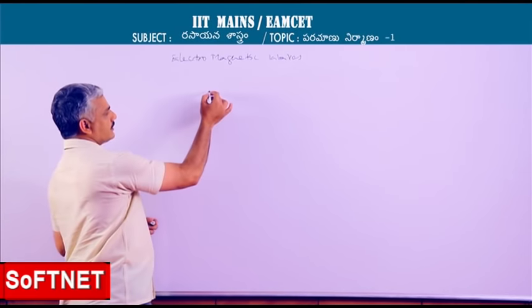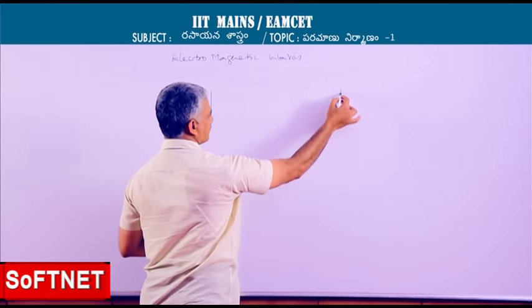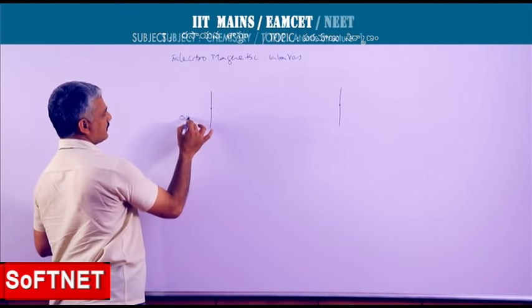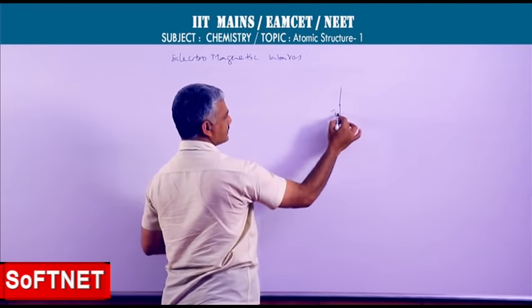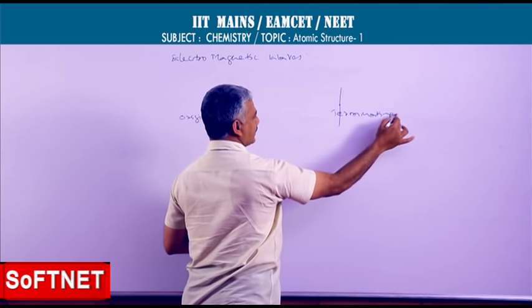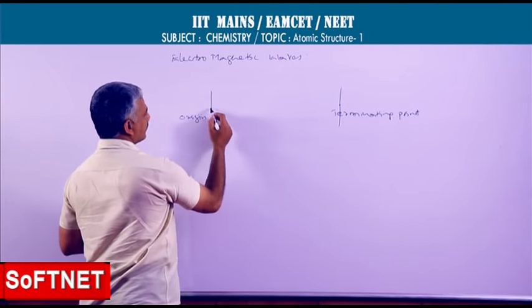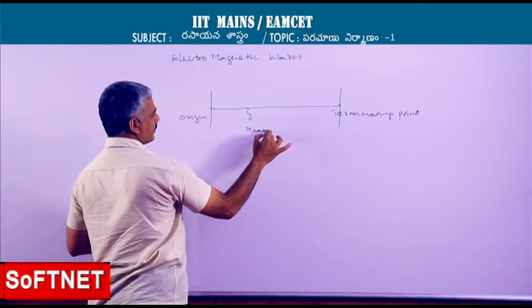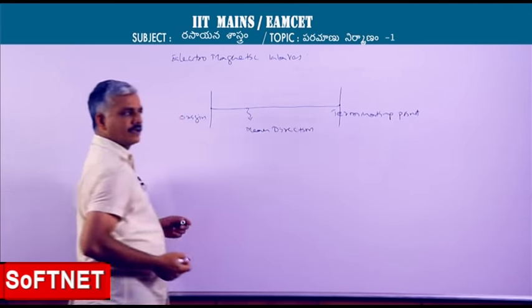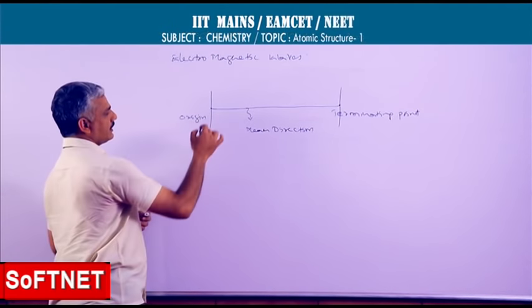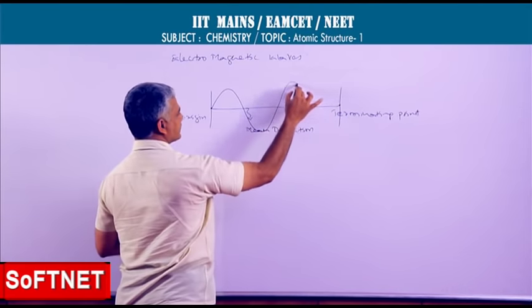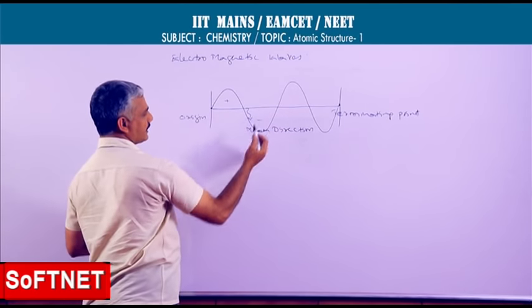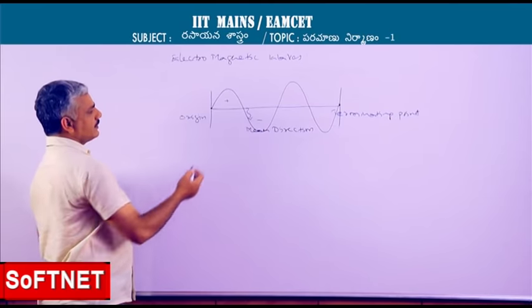So, this wave is generally present between 2 points. Arbitrarily, one point is taken as a origin and one point is taken as a terminating point. This direction is taken as a mean direction. Based on the mean direction, the wave will be oscillating both in the positive direction as well as negative direction. If it is taken as positive, this will become negative.